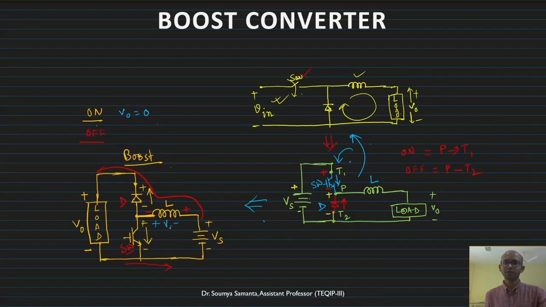Now in another case, suppose this is VL. Initially this is charged to VL, which can be maximum. The VL maximum value can be VS, it can charge up to VS. Now what will happen in the next case, whenever the switch is off? V output will be Vs plus VL. That means the voltage across this one. So this is the condition.